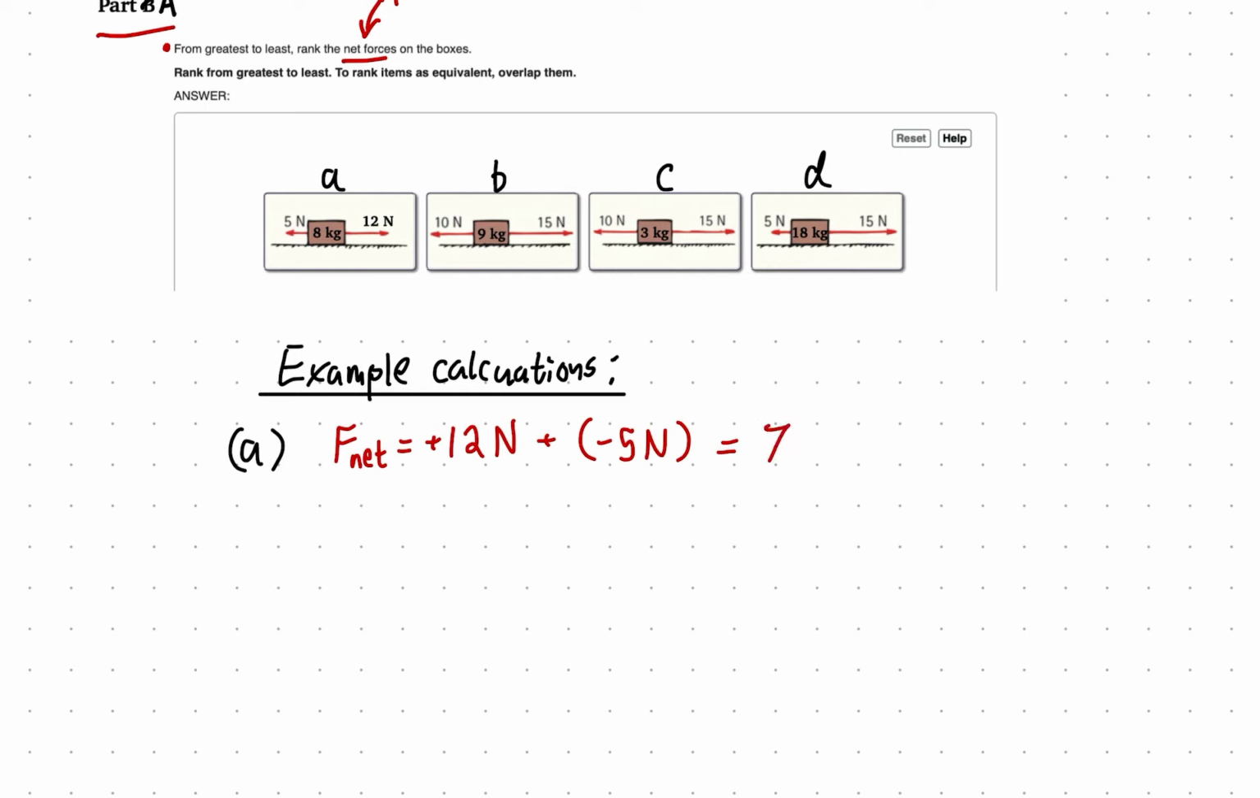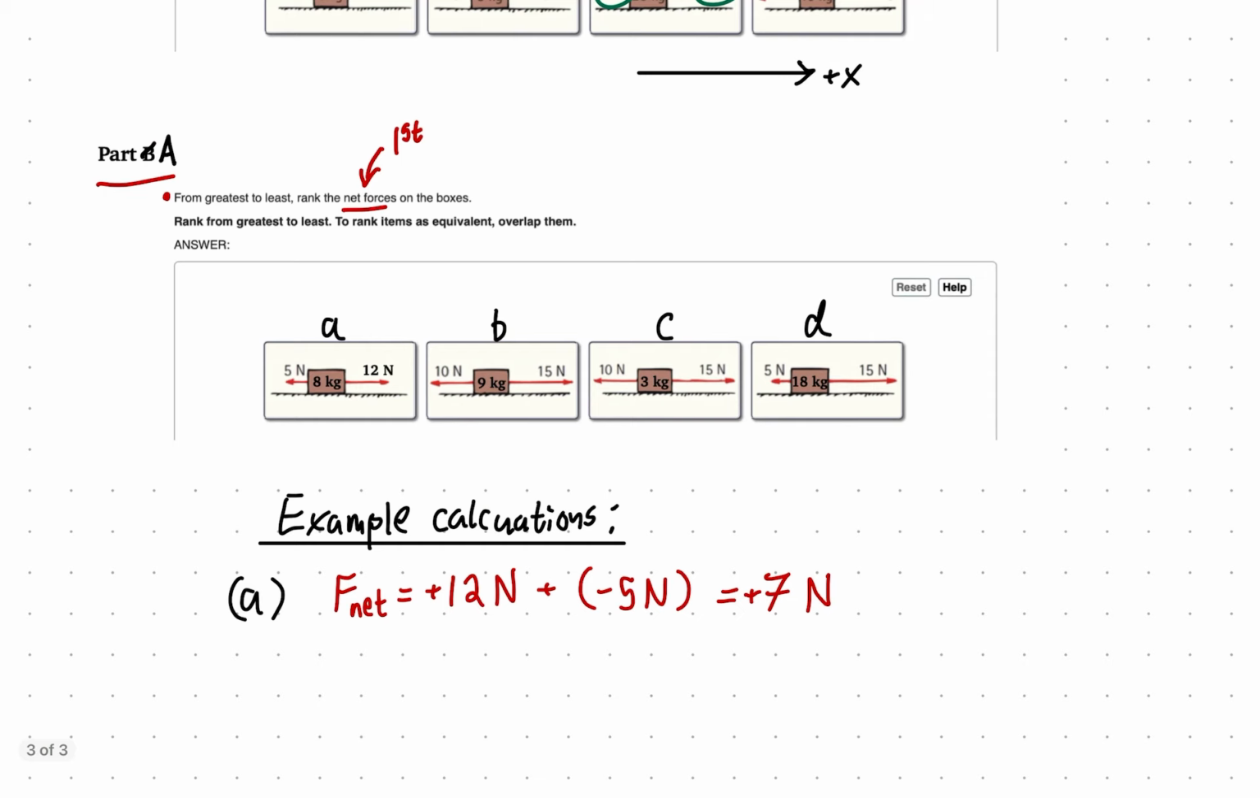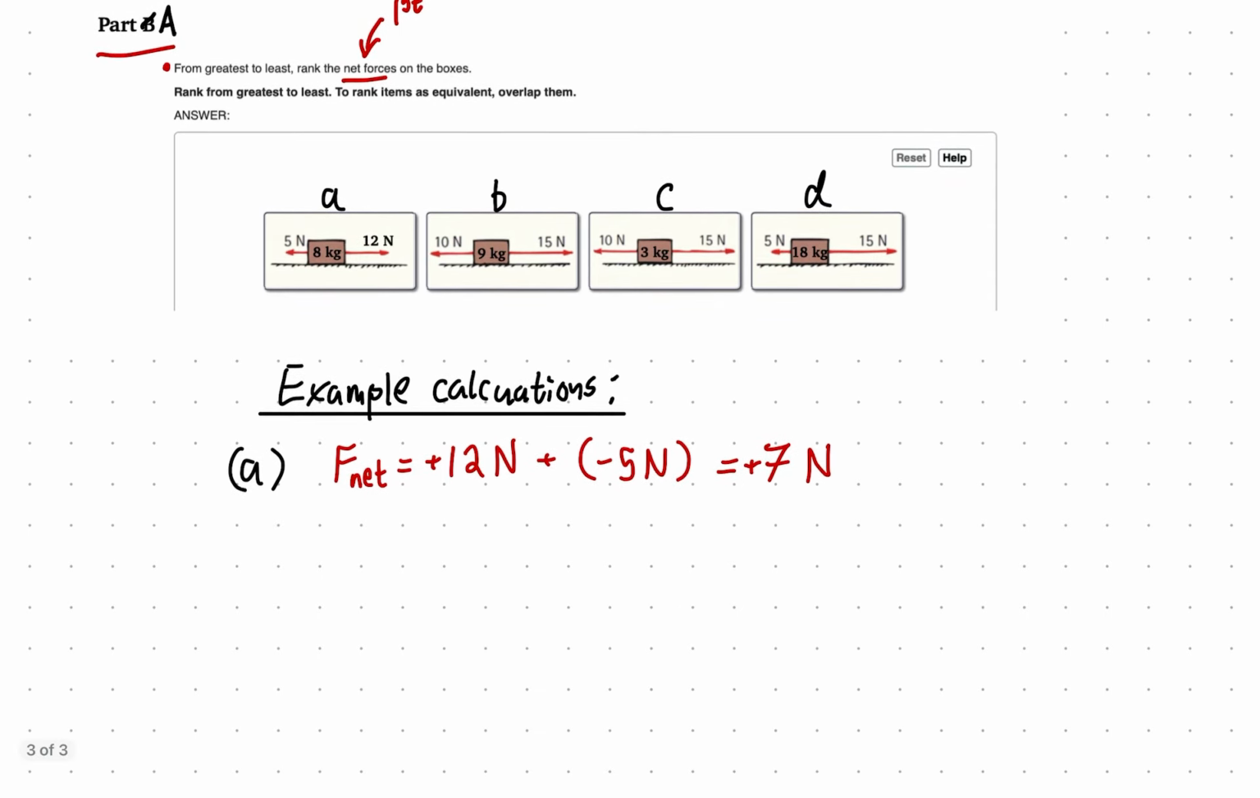And then we know that 12 minus 5 is 7, okay? So there is a net force of 7 newtons, specifically a net force of positive 7 newtons, which you could also rightfully interpret or express as 7 newtons pointing to the right, which we call the positive direction, as you can see right up here. All right, so that would be the first one for part A.